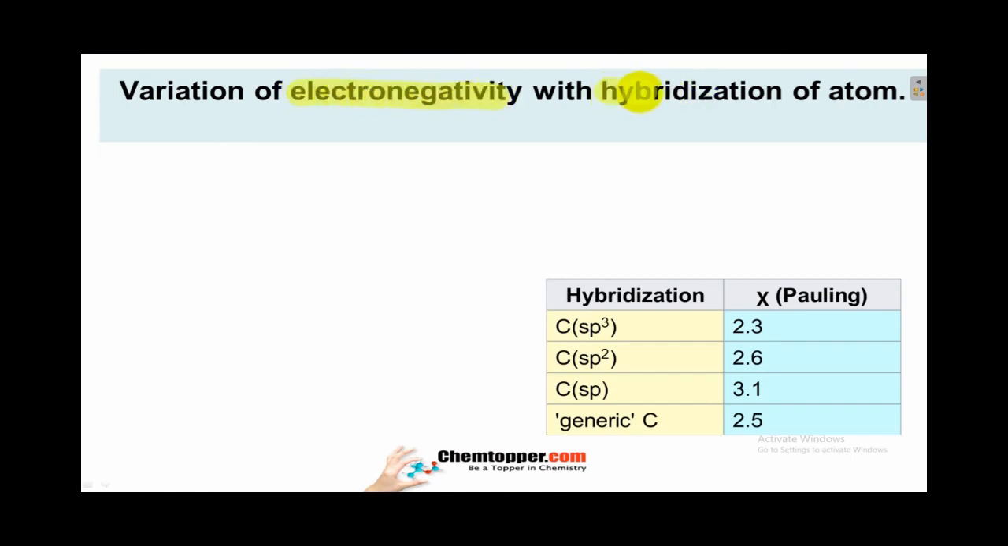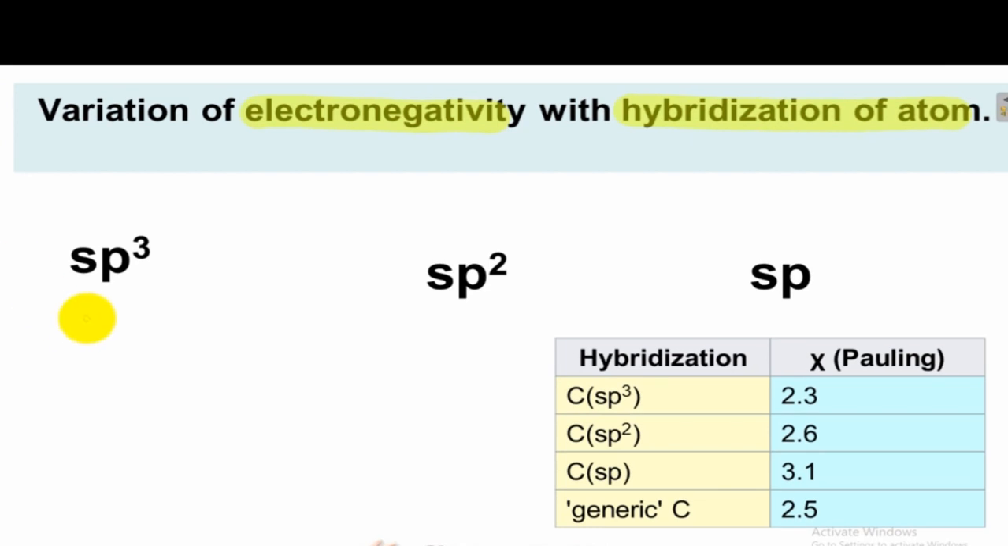Electronegativity changes with change in hybridization of the atom. In organic molecules, the carbon atom can undergo hybridization of sp3, sp2 and sp. sp3 hybridized orbitals are formed by mixing 4 orbitals. One orbital is an s orbital and the remaining 3 orbitals are p orbitals.